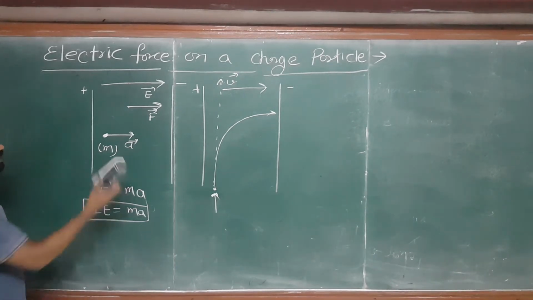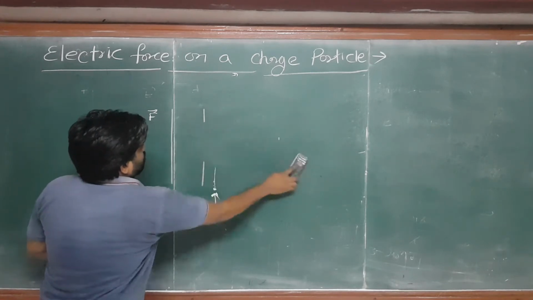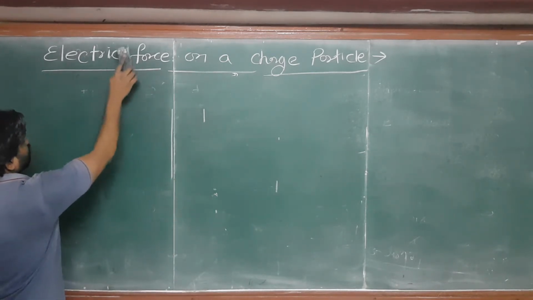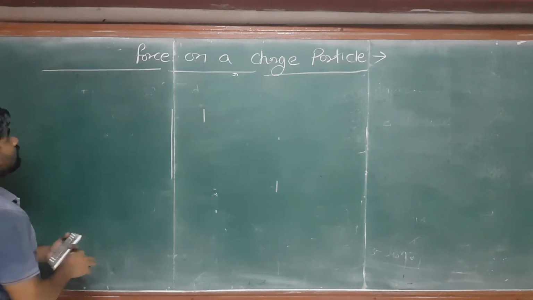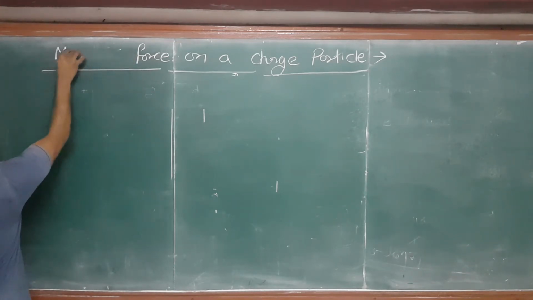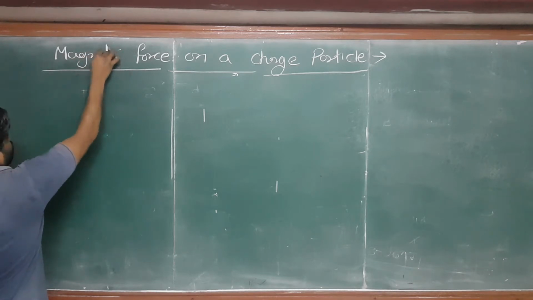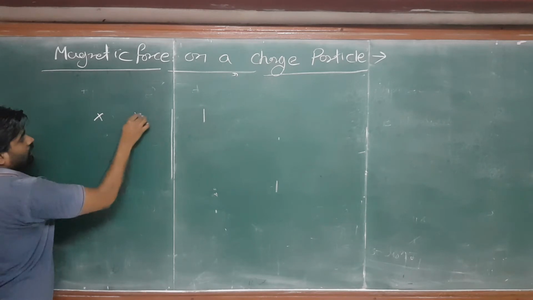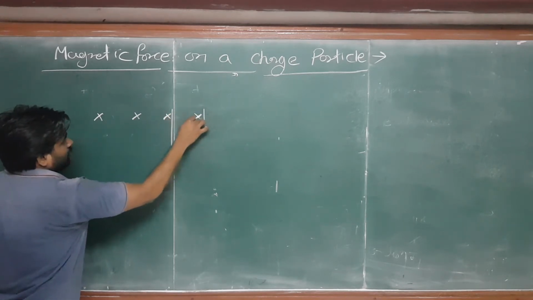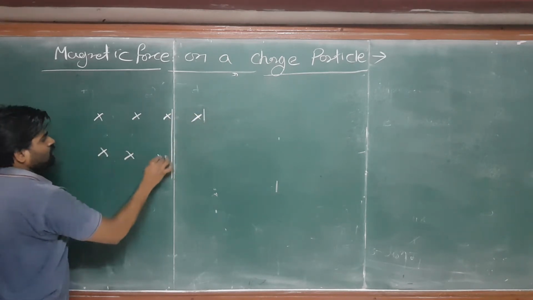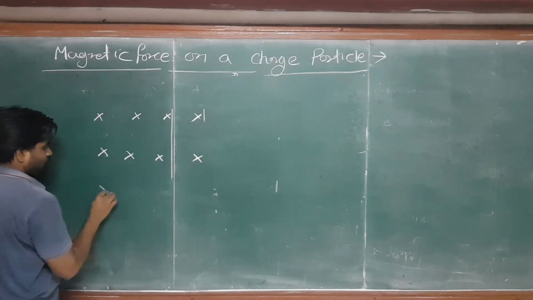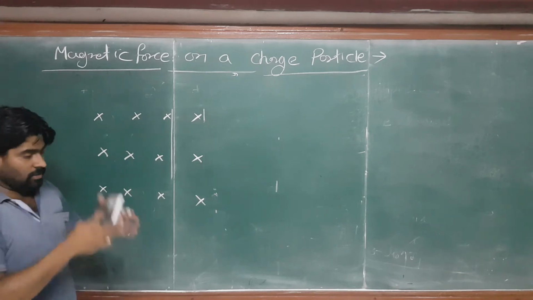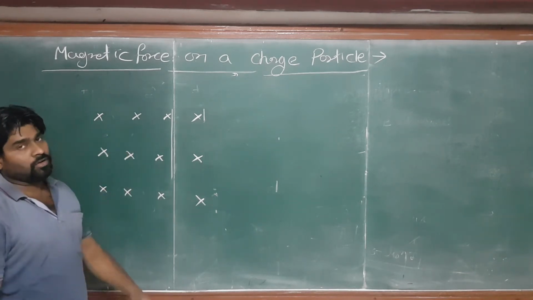Now, come to the next point: motion of charge inside the magnetic field. So, I will write here the magnetic force on a charged particle. As we know, the symbol of the magnetic field, I can represent it by crosses and dots. So, we are expressing it with the cross. That means the field is going inside, there is a south pole, and inside the other the north pole.